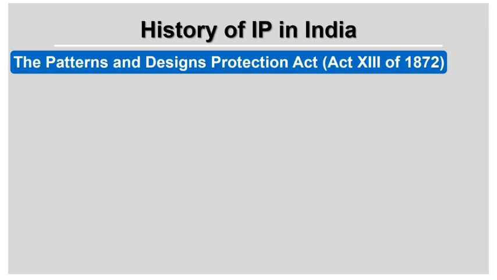A few years later, it was felt that designs could also pass the criteria of invention, and thus should be included in the act. Therefore, a new act known as the Patents and Designs Protection Act, Act 13 of 1872, was introduced. The objective of this act was to include designs as inventions.